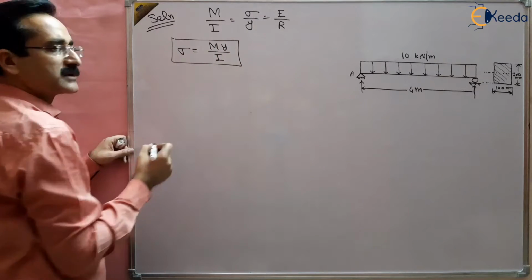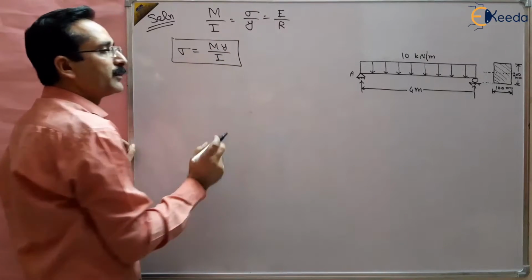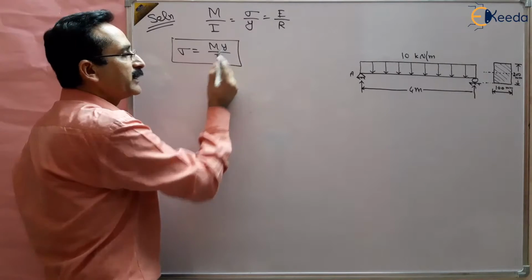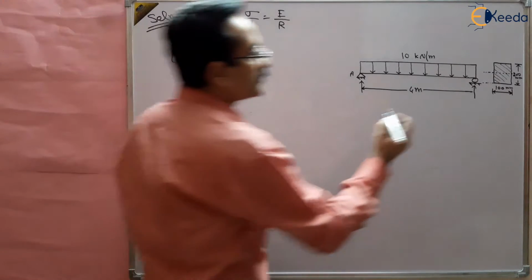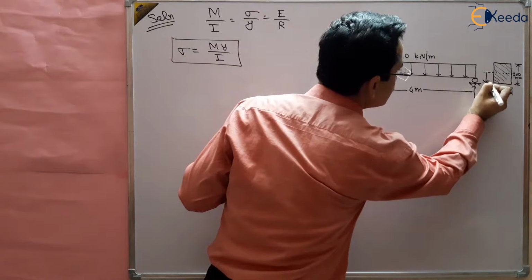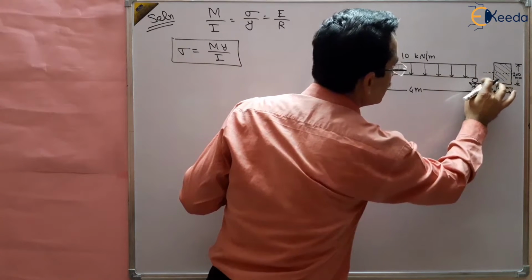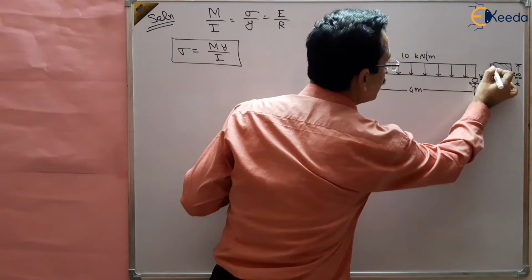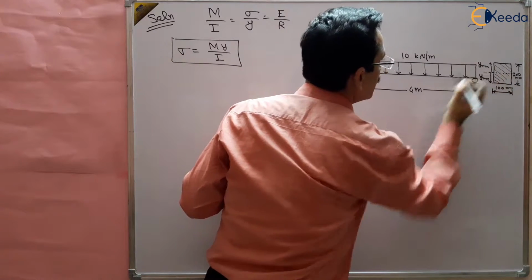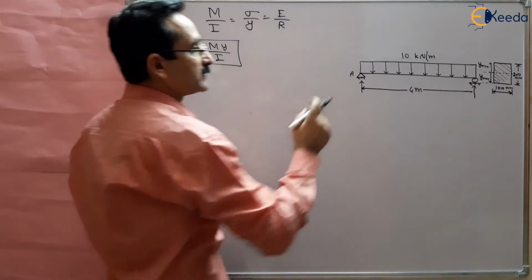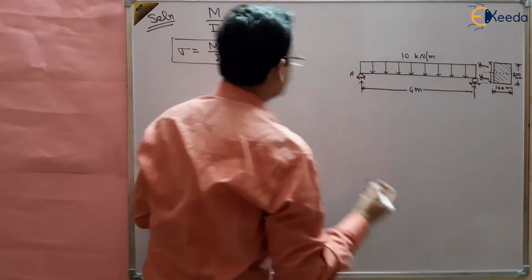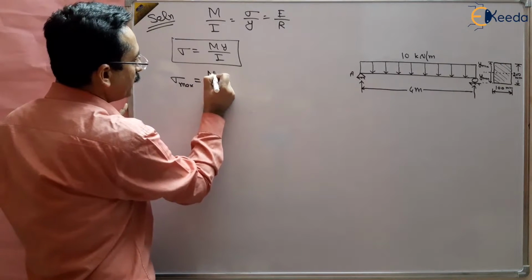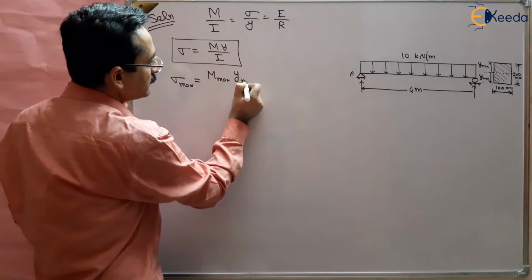If we want the maximum bending stress, then we have to take the point where the bending moment is maximum. So the maximum bending moment should be considered, and y is the distance of the fiber from the neutral axis, so the distance should be maximum. So we will consider y max, the outer fiber. The maximum distance should be taken from the neutral axis, because y is the distance from the neutral axis. Then we will get the maximum bending stress. So we will get M max, y max, I.